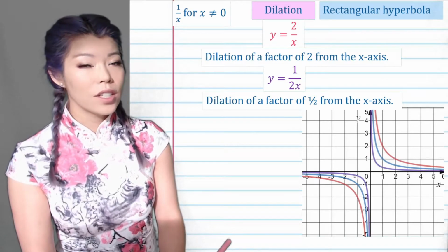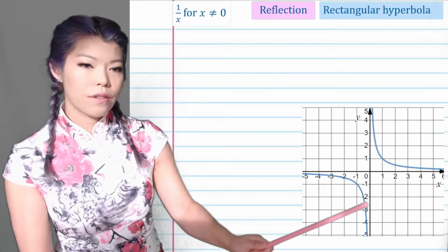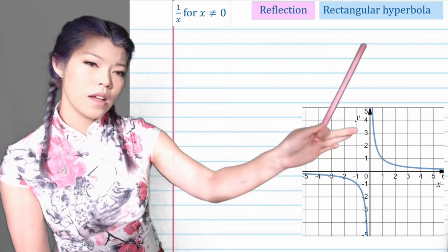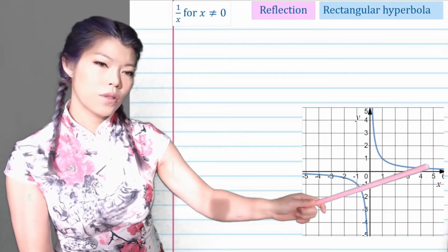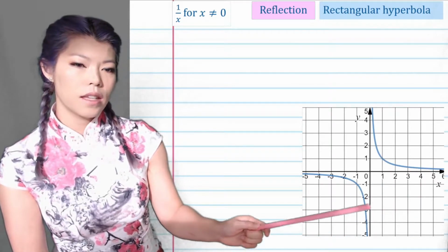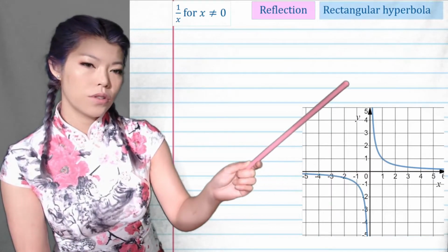Once after dilation, let's talk about reflection. So here is our original graph. If we reflect along the x-axis, so if the x-axis was a mirror, it will flip, and that section of the graph in the first quadrant will end up in the fourth quadrant over here. And this section of the graph here in the third quadrant would end up in the second quadrant over there.